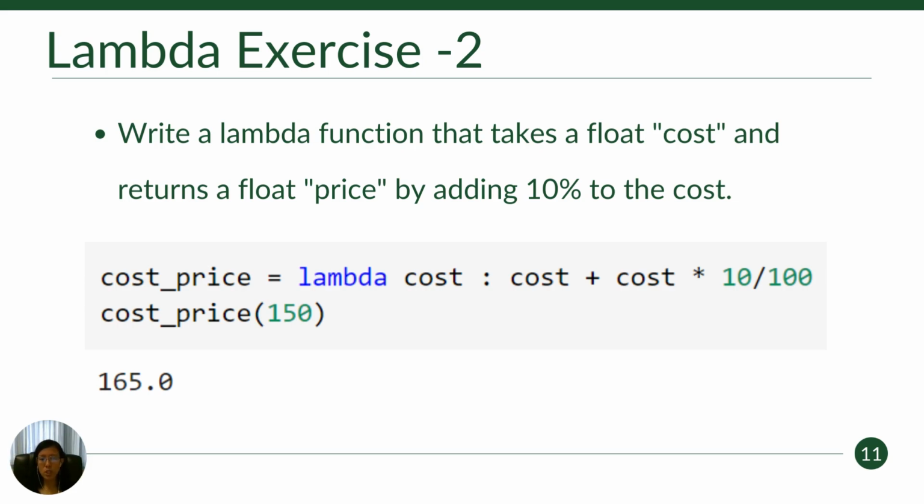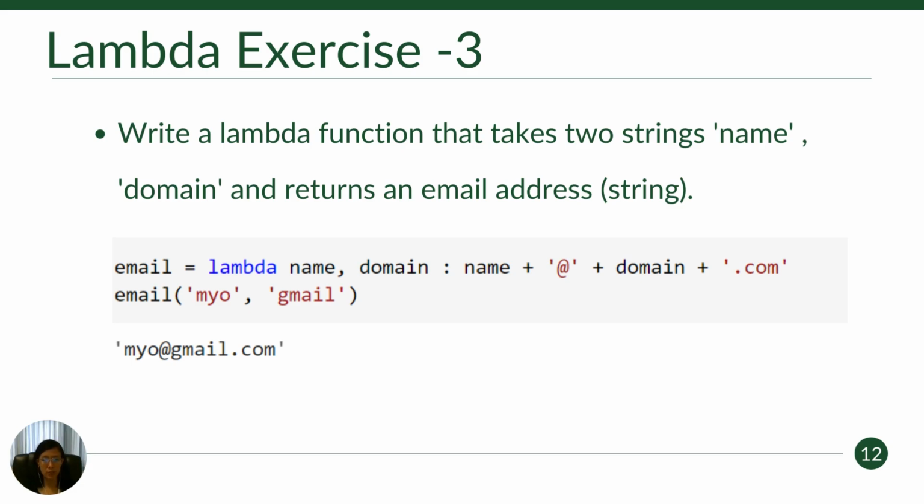Now let's move on to the next lambda function. This time, the lambda function will take a float cost, so only one argument, and then return a price by adding 10% to the cost. So you add the cost times 0.1 to the original cost. This will give you the price. If you give a cost of 150, then the price will be 165.